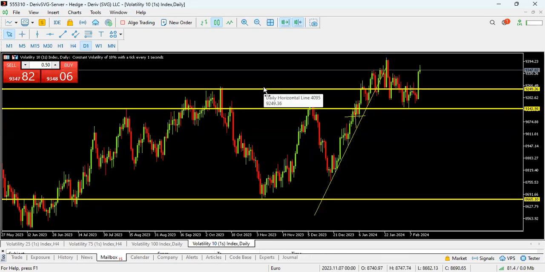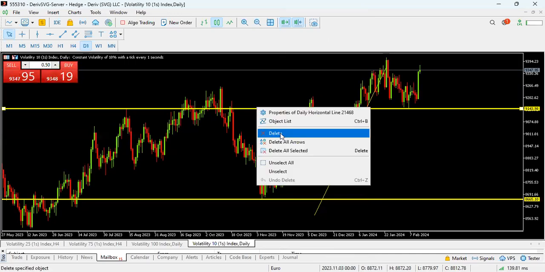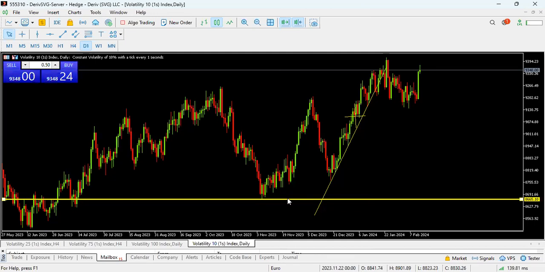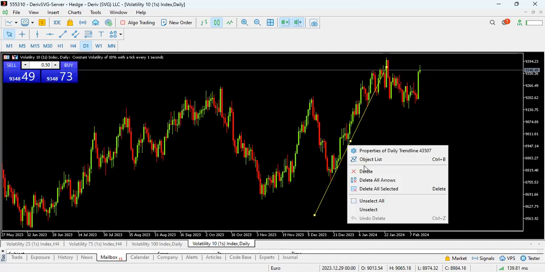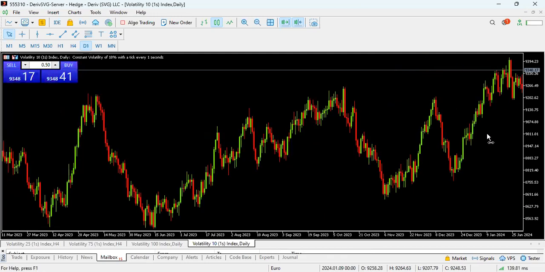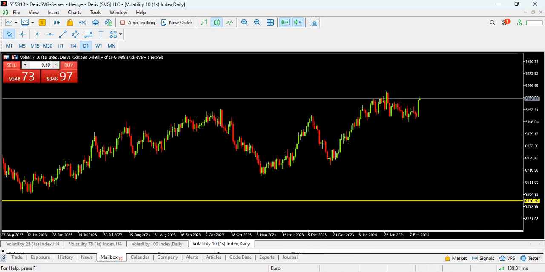V10S. Let me remove all the drawing tools, and then start afresh. Okay, now again, you need to know that the market, put it on a daily time frame for you to understand the movement of the market.